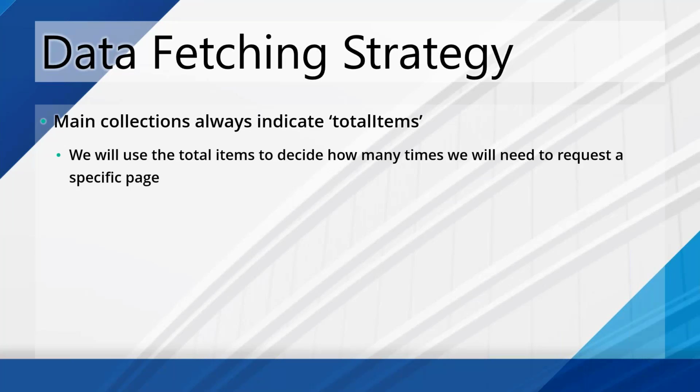If the number on that total items is less than 1,000, well, then I know that I've got them all in the first request and I don't have to iterate. So I only have to go get one page of information and we're good to go.